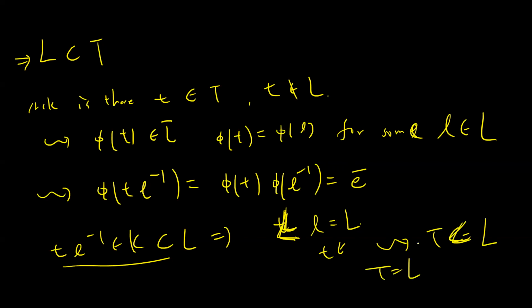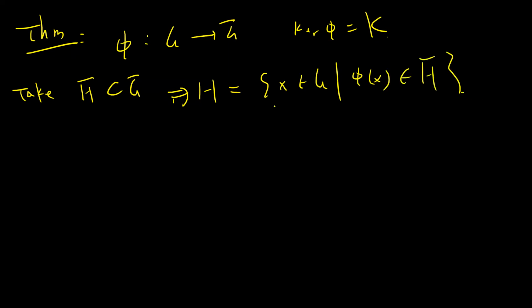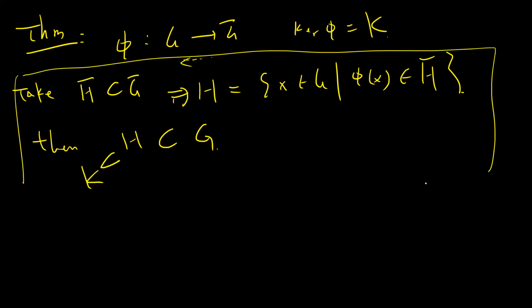Now we have developed the correspondence. Combining all we said, we have the following theorem. If phi is a homomorphism from G to G bar with kernel K, so the kernel of phi is K, and you take H bar as a subgroup of G bar, then you can define H to be the preimage: X belongs to G such that phi of X belongs to H bar. Then H is a subgroup of G, and H also contains K. So this is one direction: if somebody gives you H bar, then you can construct this H.